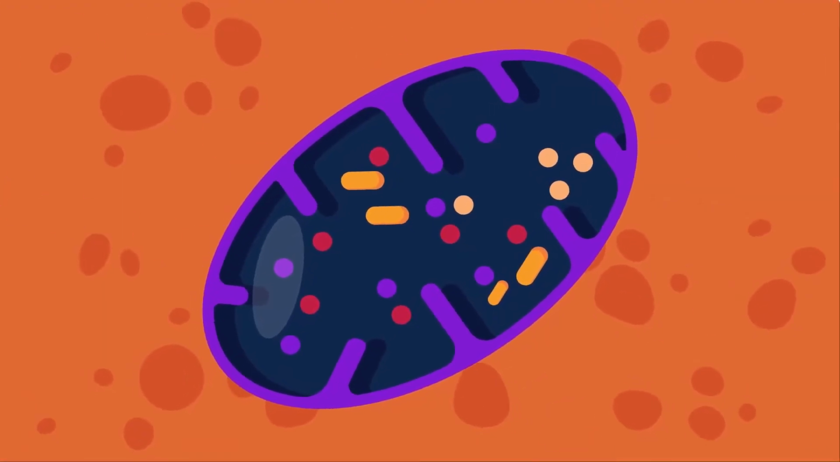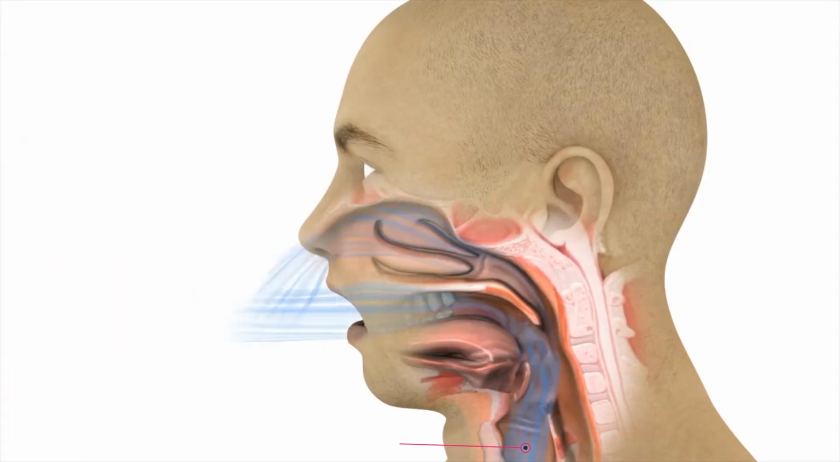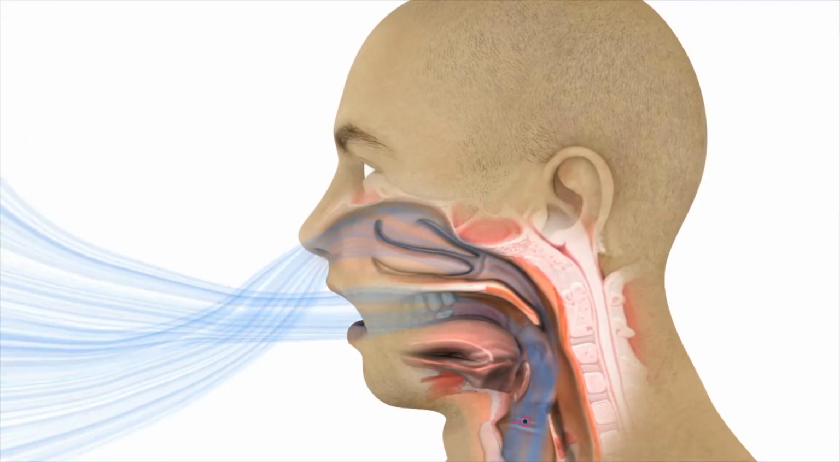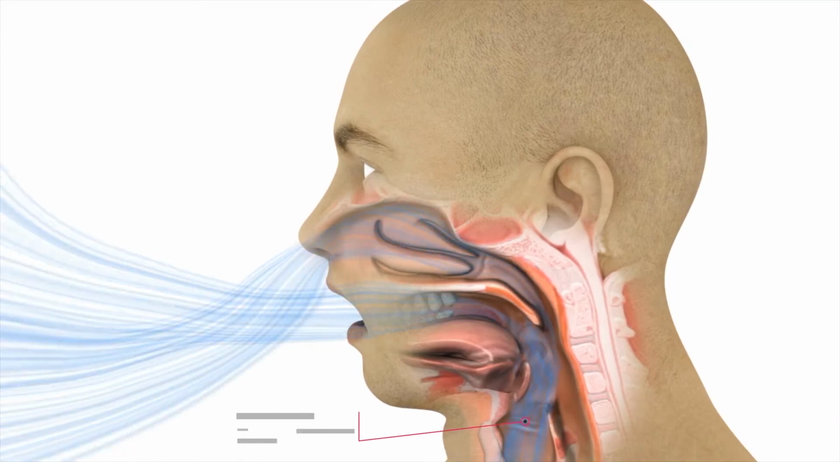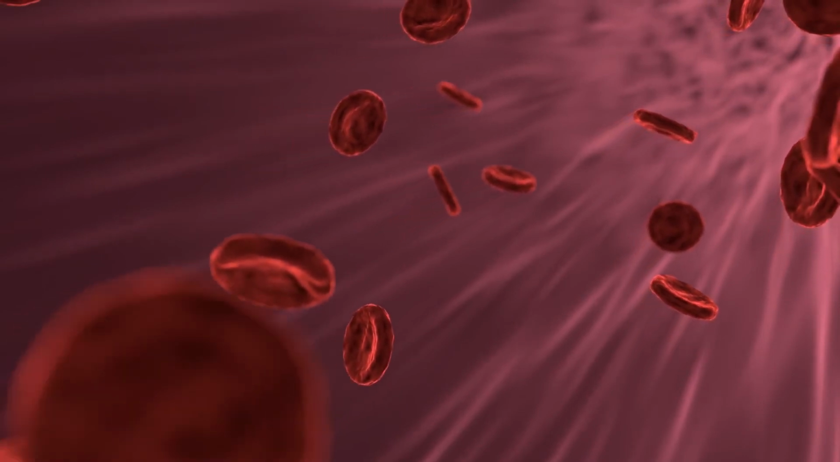Cellular respiration produces chemical energy and carbon dioxide. The carbon dioxide from cellular respiration is also breathed out of the body from the lungs. Now let's have a look at transportation of oxygen and carbon dioxide.